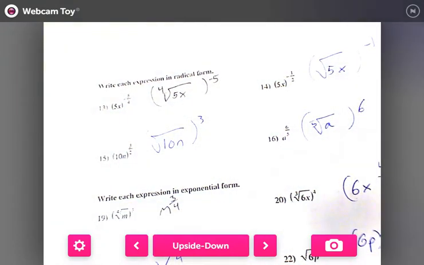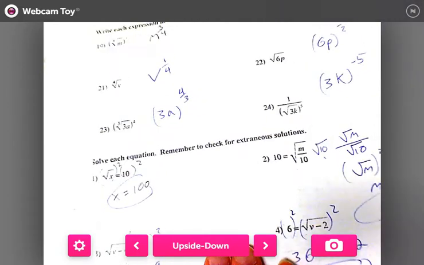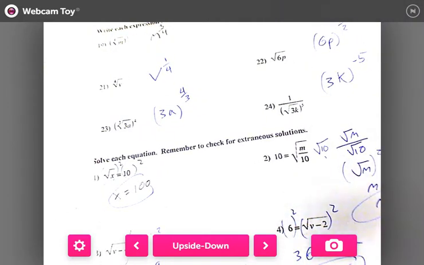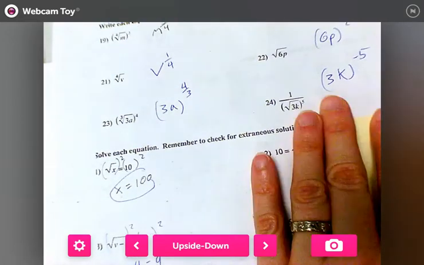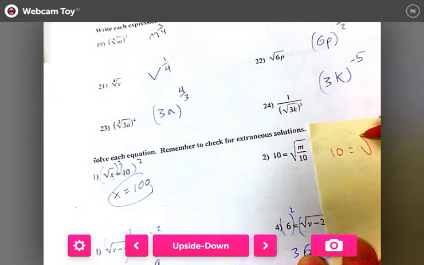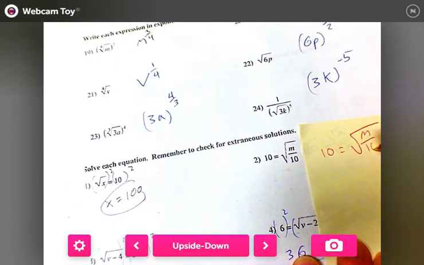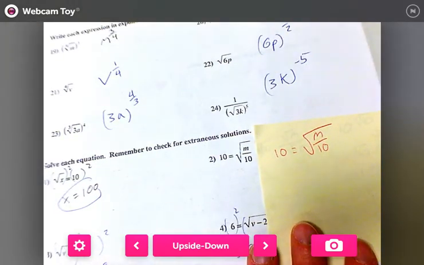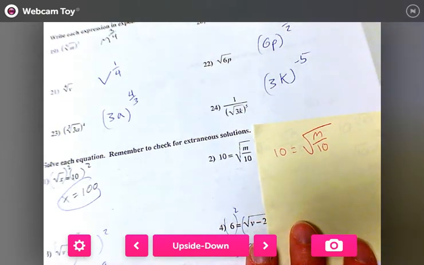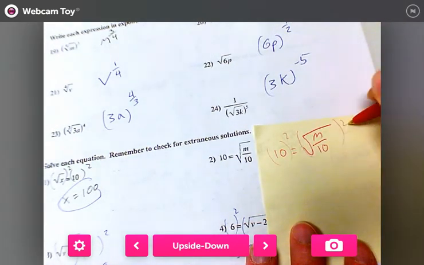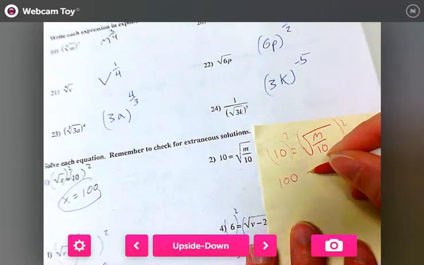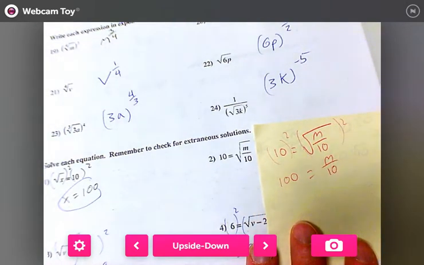Any others on this page before we move to the next one? The bottom ones? Okay. I get how you got number 1. If we look at number 2, we'll just do it again. We've got 10 equals the square root of m over 10. What do we do to get rid of a square root? We square it. So we square both sides. 10 times 10 is 100, right? Equals m over 10.